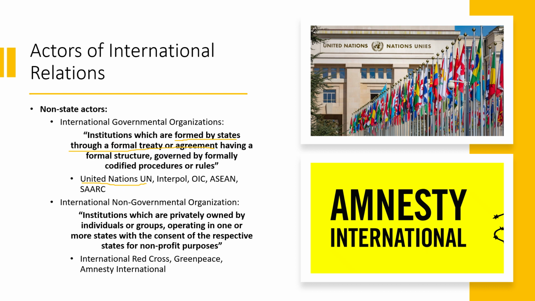For example, International Red Cross, Greenpeace, Amnesty International. Amnesty International is an organization that is working for human rights issues, and this is a non-governmental organization. No government is involved in this organization. So we have studied two types of non-state actors: international governmental organization and international non-governmental organization.